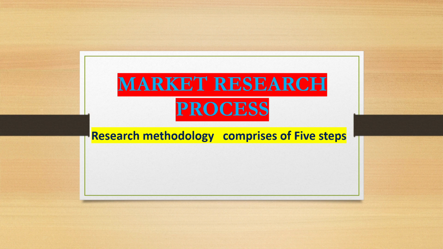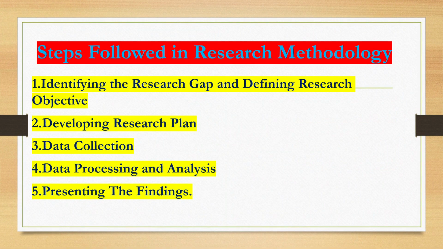In today's presentation, we will discuss the different steps followed in any research methodology to undertake any particular research. So let us start. There are basically 5 steps followed in any research methodology and to undertake any particular research of any domain. They are identifying the research gap and defining research objective. The second one is developing research plan. Third one is data collection. Fourth is data processing and analysis. And the fifth and the last one is presenting the findings. We will discuss each one of the steps in detail separately.